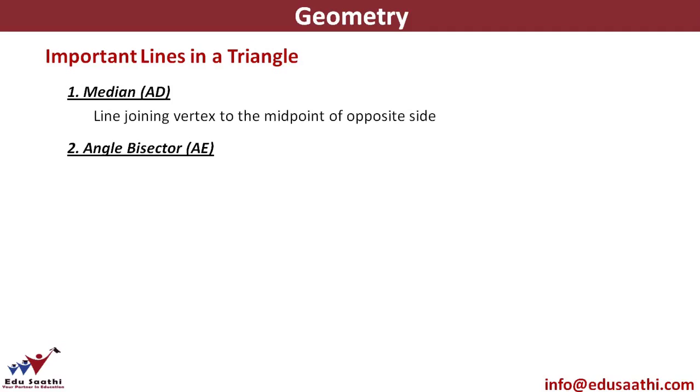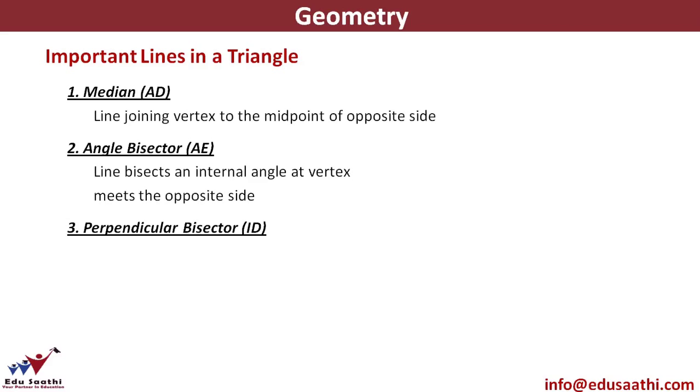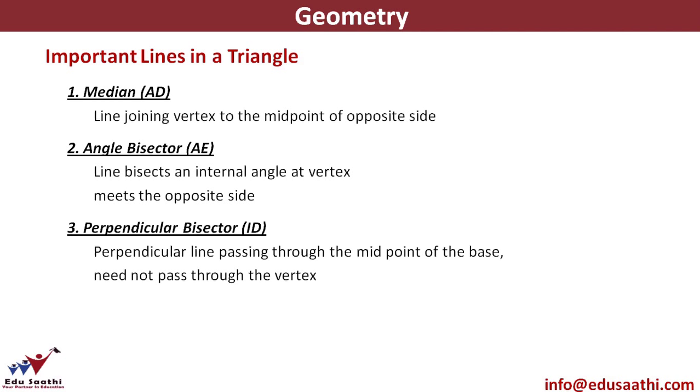The second one that we'll talk about is an angle bisector. An angle bisector, as the name suggests, is the line bisecting the internal angle at the vertex, and it is meeting the opposite side. The third one being the perpendicular bisector. It is a perpendicular line which bisects the base. That means it's a line which is perpendicular to the base and passing through the midpoint of the base. There is no necessary condition that this perpendicular bisector should pass through the vertex.